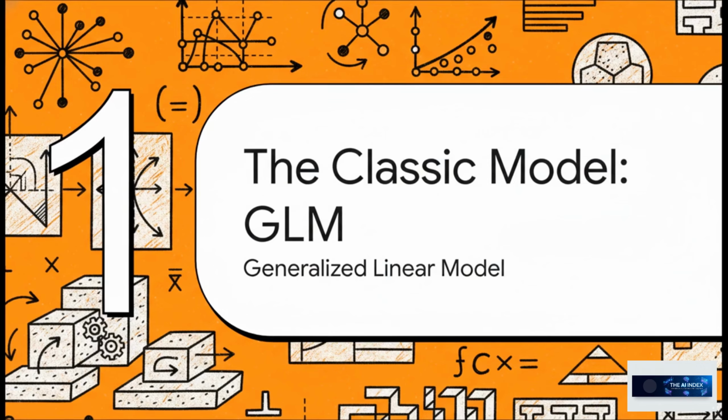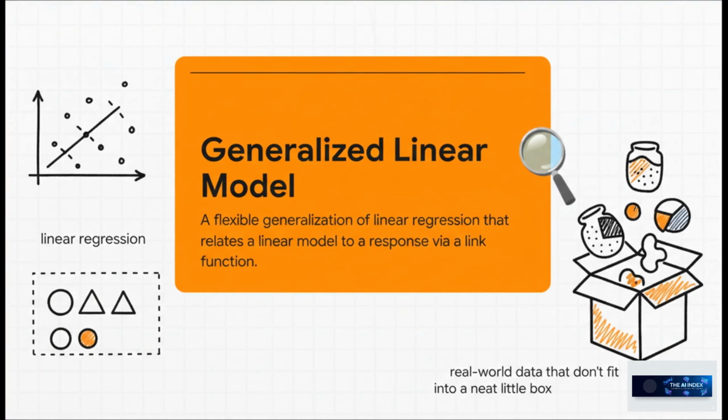Okay, first up, let's talk about our classic model, the Generalized Linear Model, or GLM. Now, this isn't just some other regression model. It's a really flexible and powerful framework that's been a total cornerstone of statistics for decades. So what is a GLM, really? Well, at its heart, it's basically an upgrade to the simple linear regression you probably learned about in school. But that basic model has some really strict rules. The GLM, on the other hand, is built to handle all sorts of messy, real-world data. We're talking counts, probabilities, stuff that just doesn't fit into a neat little box.